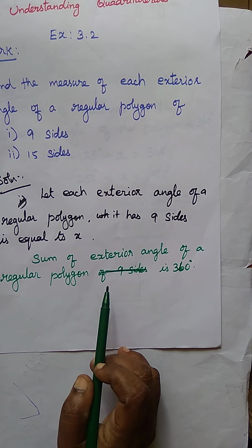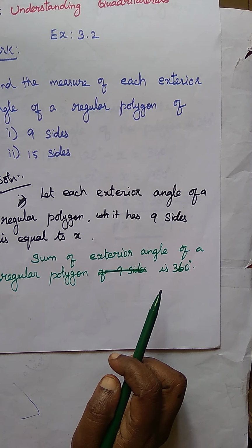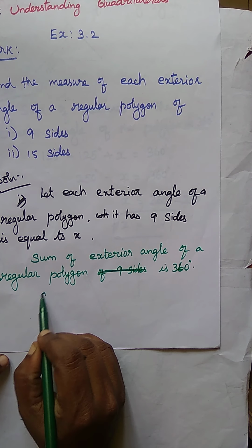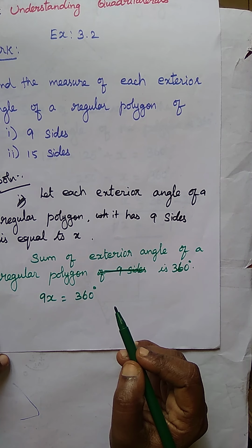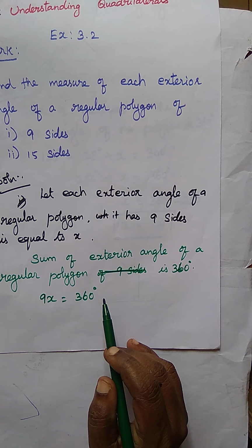Sum of exterior angles of a regular polygon is 360 degree. Okay, now see, how many sides do we have in this question? 9 sides we have. So 9x is equal to 360 degree. Is it correct or not? So we have 9 sides, so 9x is equal to 360 degree.